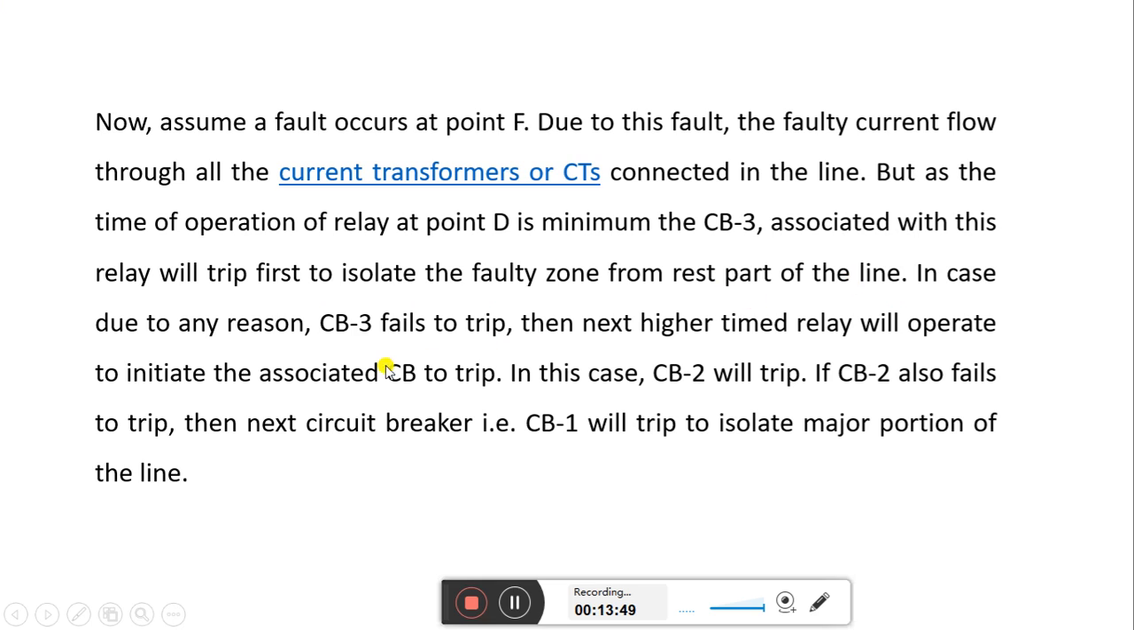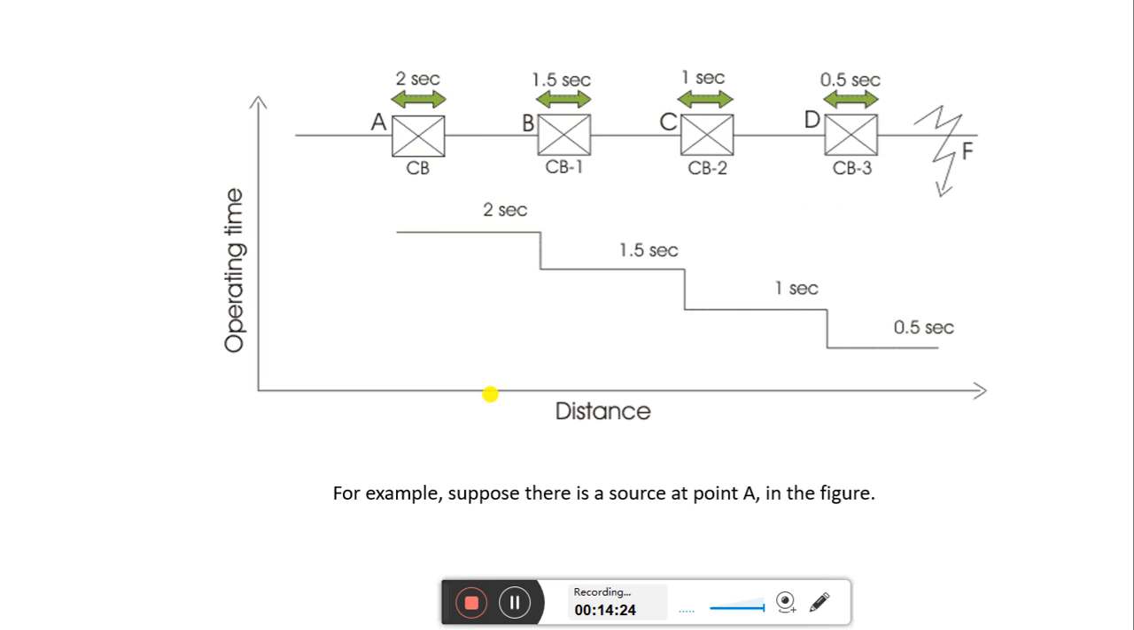In case due to any reason CB3 fails to trip, then the next higher timed relay will operate to initiate the associated CB to trip. In this case, CB2 will trip, and if CB2 also fails to trip, then the circuit breaker, that is CB1, will trip to isolate the major portion of the line. So what is written here, I want to explain with this figure.